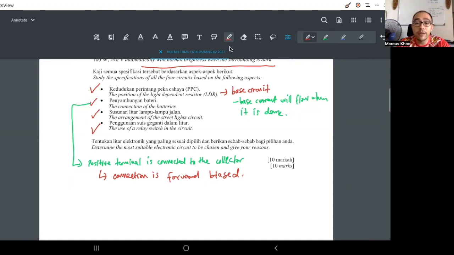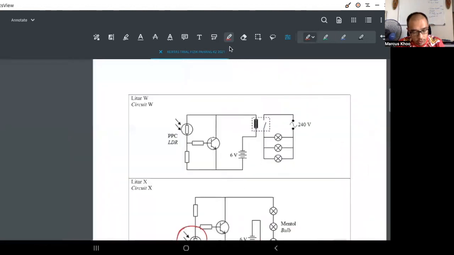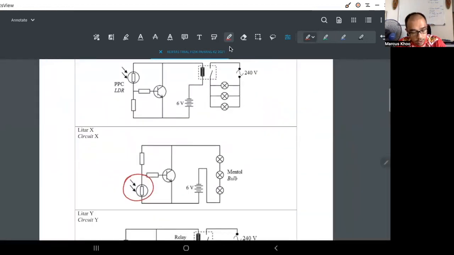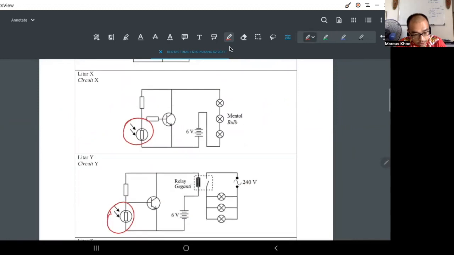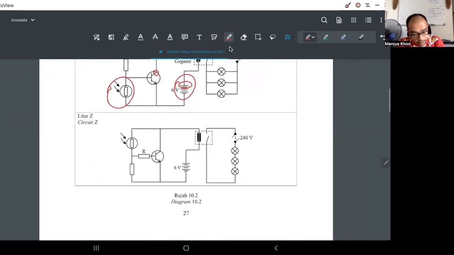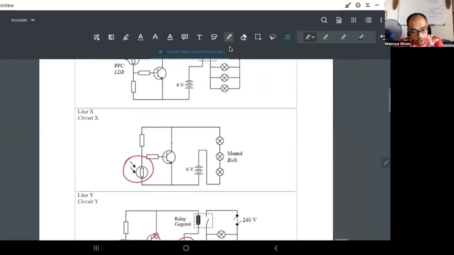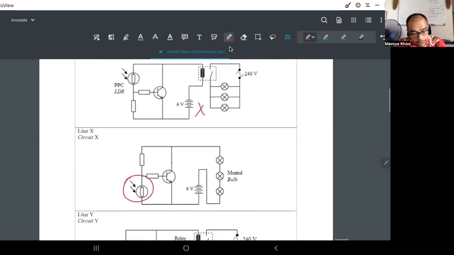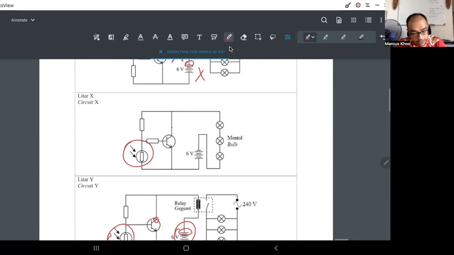Okay, the arrangement of the streetlight circuit. Let's double check. So this is the collector. The positive is to this one, so this is correct. And this one, the positive is to the collector, so this is also correct. This is what we want. This one cannot, because the negative is connected to the collector. Same with this. This is negative, the collector is here. Cannot.